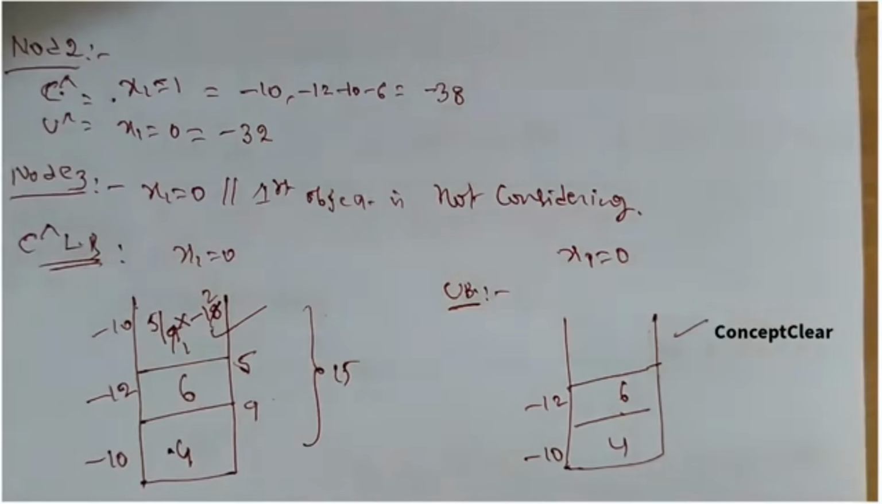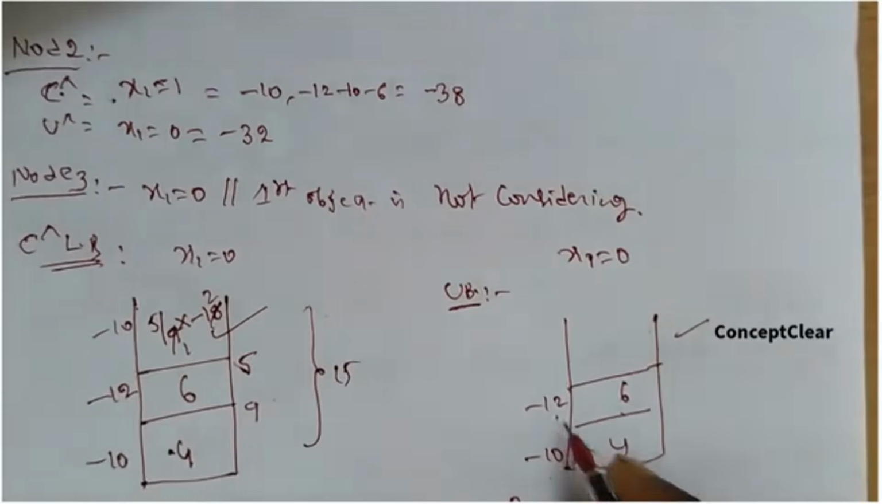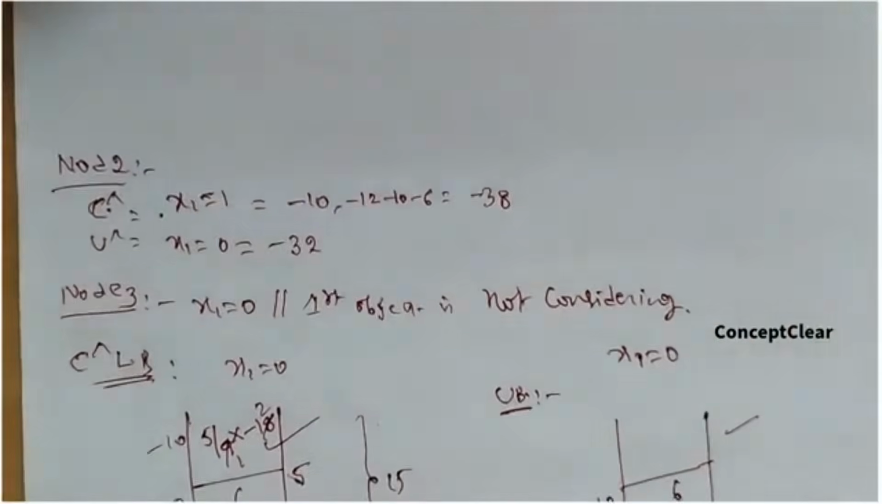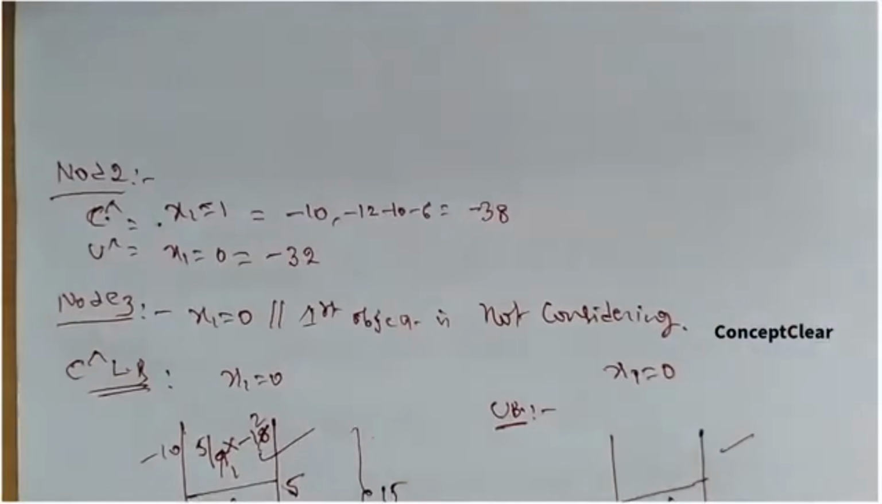Remaining is not possible. So the upper bound value equals minus 22. 10 plus 12 is minus 22. So update the diagram here. Upper bound value is minus 22.